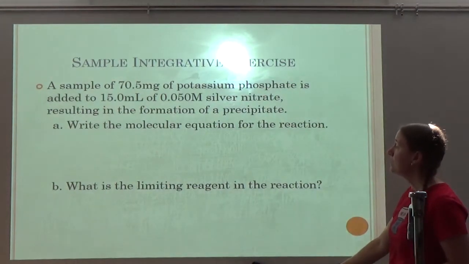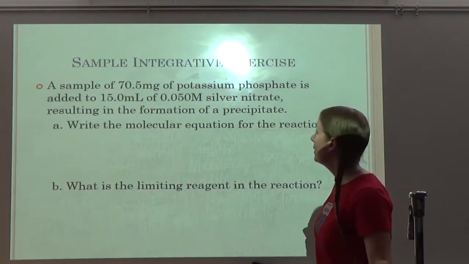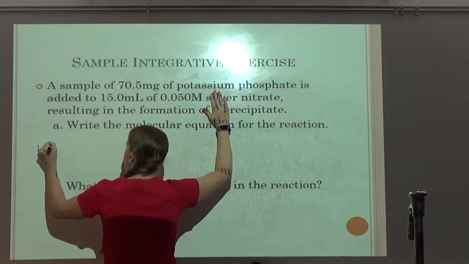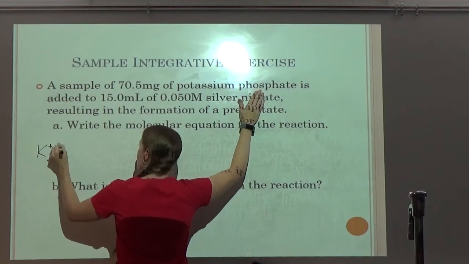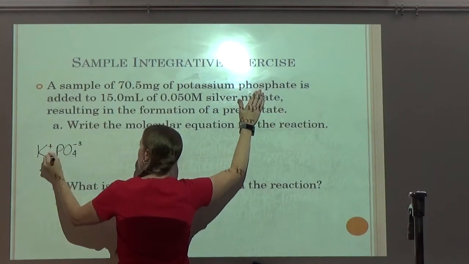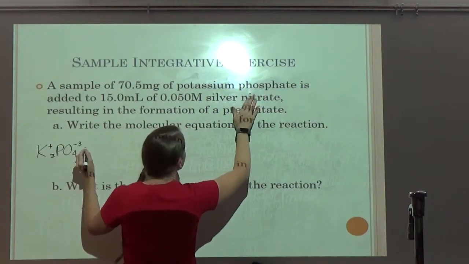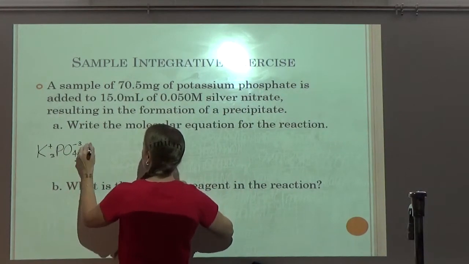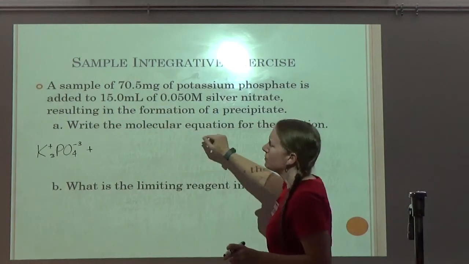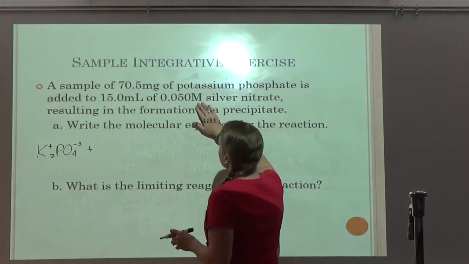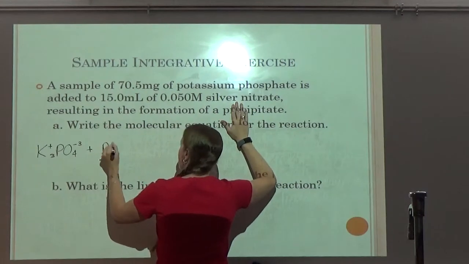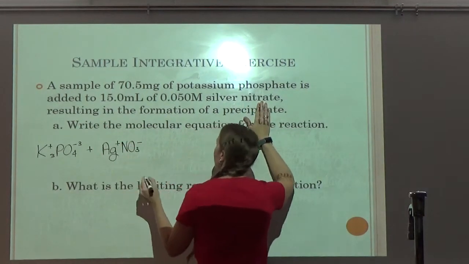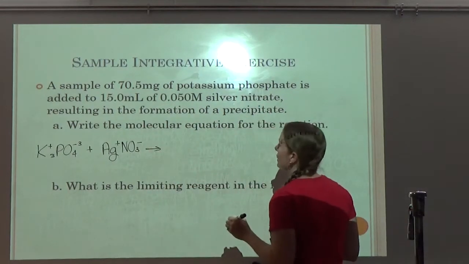Write the molecular equation for the reaction. Well, let's start with that. We have potassium phosphate. Potassium is K, positive 1. Phosphate is PO4, negative 3. We need 3 Ks. It didn't tell me if it's aqueous or not. If they're doing milligrams, most likely it's a solid. It's mixed with silver nitrate. Silver is Ag, positive 1, nitrate's NO3, negative 1. And it results in the formation of a precipitate.